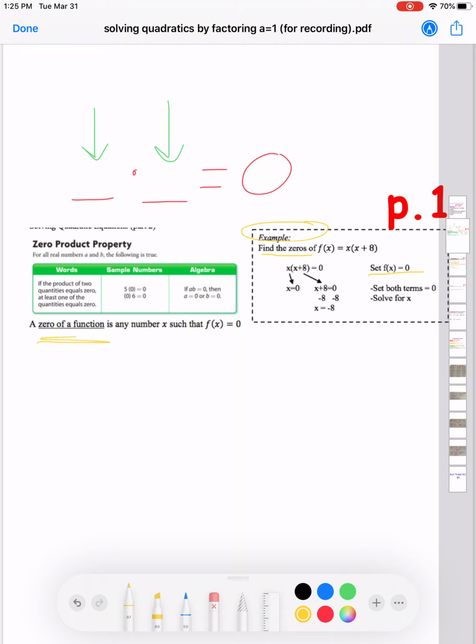Because as it says here, a zero of a function is any number x that's going to make your equation equal to 0. So what you see over here is that I set x equal to 0, this part, and I set x plus 8 also equal to 0. And then I solve for x. The first equation was already solved for x, just x equals 0. But in the second equation, we had to use our inverse operations to get x equals negative 8. So there are two zeros of this function, or two numbers that make the whole function equal to 0.